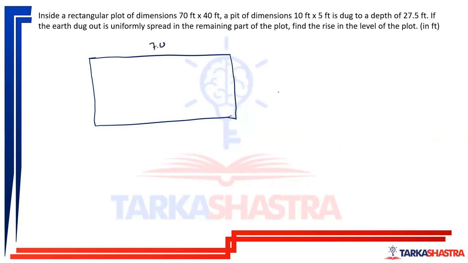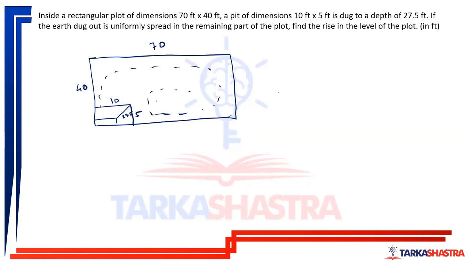So this is 70 cross 40. A pit of 10 cross 5 is dug up to 27.5 feet. And whatever mud has come out, it is spread over here.